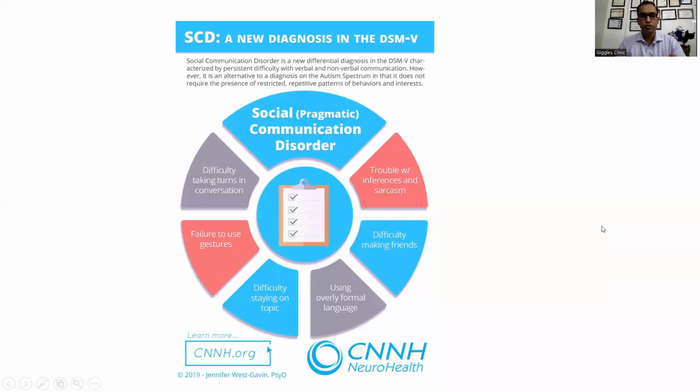So as I was telling you, if you see this diagram, there are troubles between inference and sarcasm, and difficulty in making friends, because nowadays our peers are so fast. They might be talking about so many things. Oh, my papa has given me an iPad. Oh, I have gone to that hotel. I have eaten that thing in a restaurant. Can you imagine our kids on the spectrum, or with a social communication disorder, talking that much?